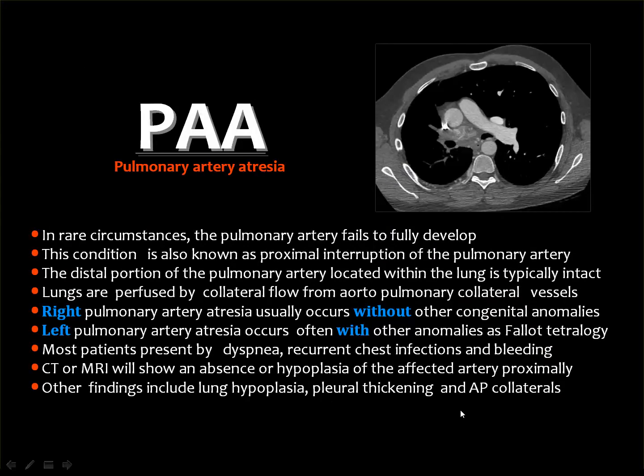Starting with the pulmonary artery atresia, we know that this atresia usually affects the main pulmonary arteries, the trunk and the right and left main branches, but the intrapulmonary branches are usually developed. Now, this atresia may affect the right pulmonary artery, and usually it is not associated with any other congenital anomalies, while atresia of the left pulmonary artery may be associated with other cardiac anomalies like tetralogy of Fallot, for example.